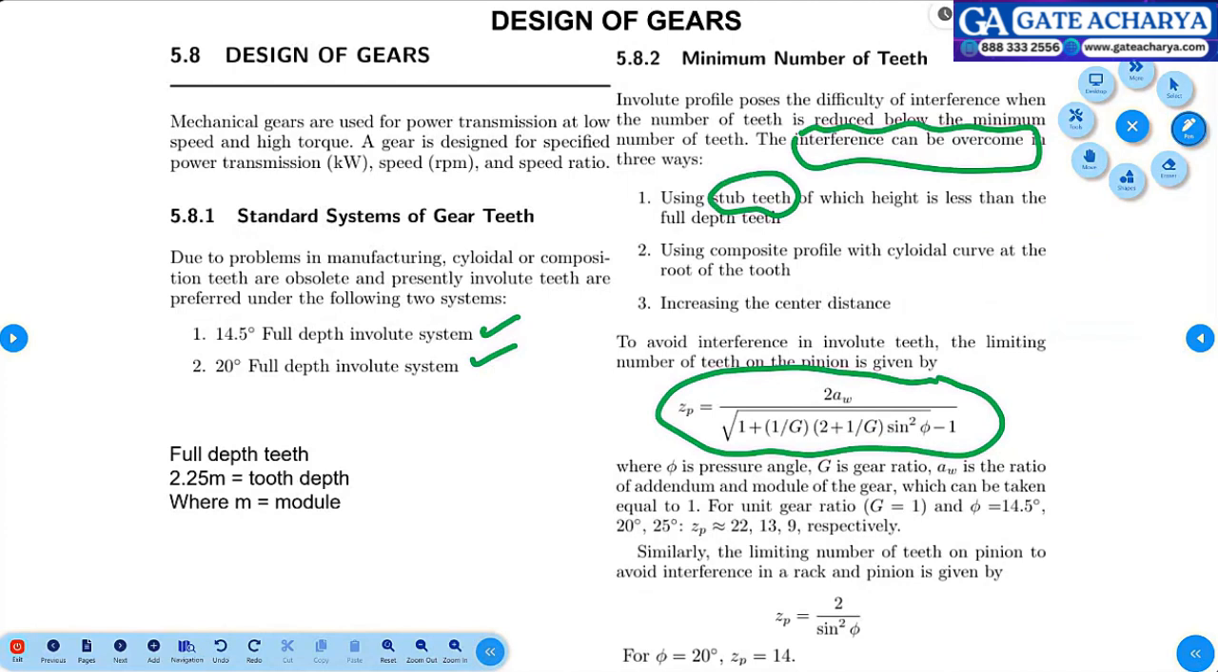So there also we calculate for Z for pinion only. So ZP is equal to 2 by sin square phi. So it will be 14 number of teeth, phi 20 degrees. Note this down.